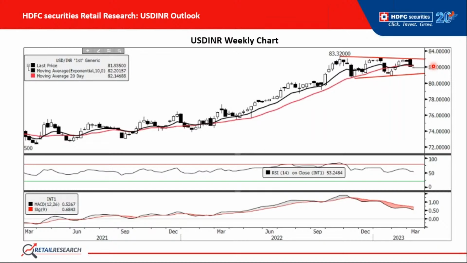Also, if we look at the derivative data side, the option distribution is also on the same side. 81 to 83 are the major areas where the calls and puts have been bought in. So that's where the major open interest has been built, at 81 and 83. Apart from that, we see that the maximum pain is at the 83 strike. So that is indicating that 83 could be the biggest hurdle for the USD INR.